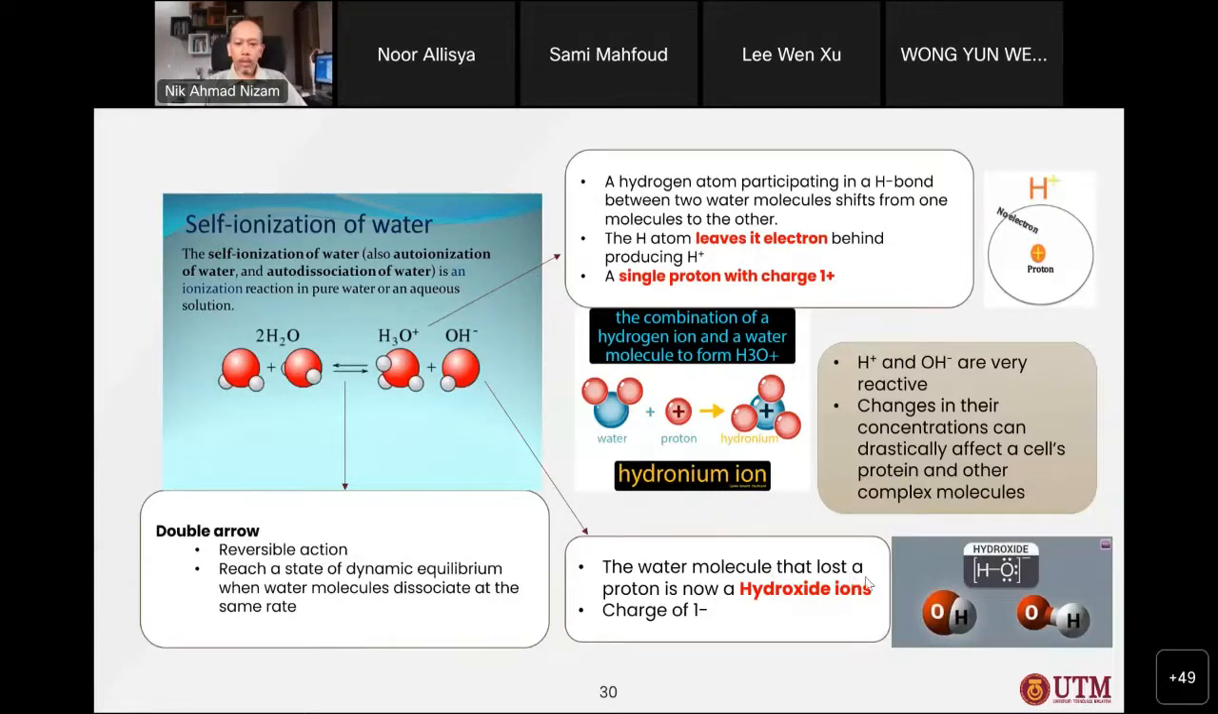The water molecule that lost a proton is now a hydroxide ion. So we call it hydroxide ion or hydroxide, not hydroxyl. Hydroxyl, spelled with YL, you can see in alcohols, like the OH group. That is a hydroxyl, not a hydroxide ion. So OH minus is a hydroxide ion, and the charge is 1 negative.